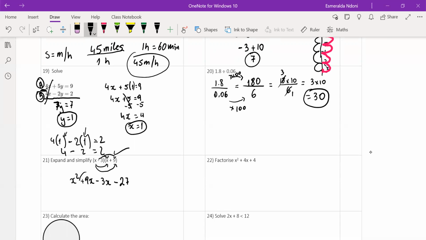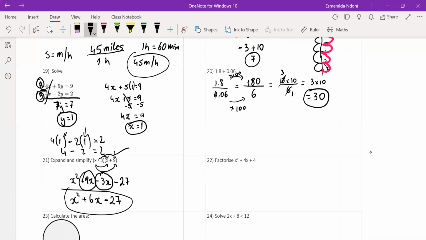So we collect like terms, sign included in your circling, super important. x squared is a term on its own, nothing else to be collected with it. Positive 9x, take away 3x would give me a positive 6x. And negative 27 cannot be collected with anything. So that will be your finished answer.